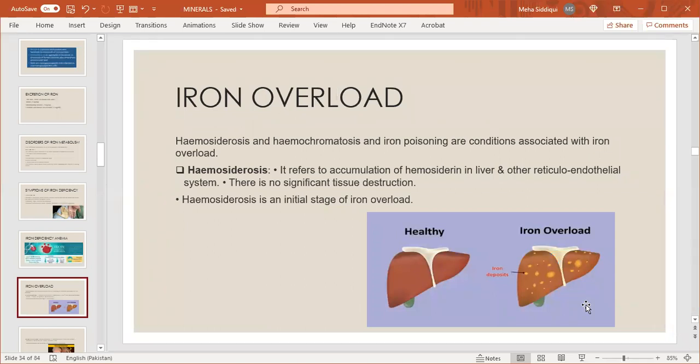Coming to iron overload, hemosiderosis, hemochromatosis, and iron poisoning are conditions associated with iron overload. Hemosiderosis refers to accumulation of hemosiderin in liver and other reticuloendothelial cell systems. There is no significant tissue destruction. Hemosiderosis is an initial stage of iron overload.